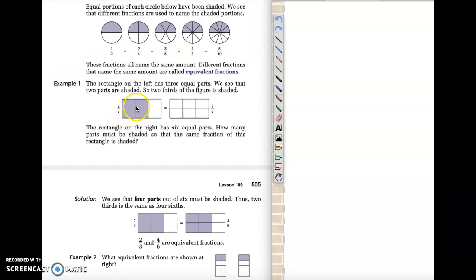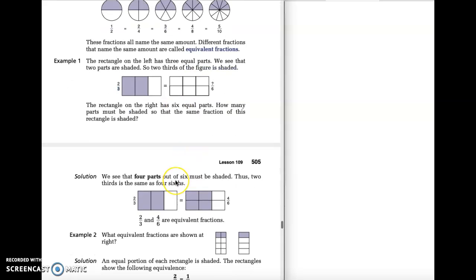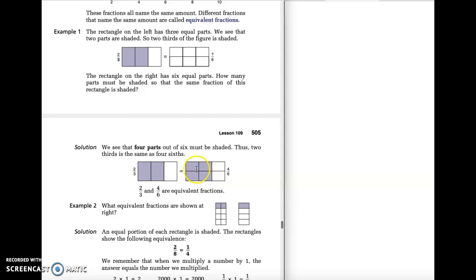Example 1 says that here we have 2/3 shaded in, 2 shaded in out of 3 equal parts. So how do we find out 2/3 of the figure shaded here? Well, we know that this represents 1/3, this space represents another 1/3, and this represents another 1/3. So if we want to make it equivalent to 2/3, then we're going to fill in these 2 rectangles, and these 2 rectangles, so that we have 4 out of the 6 parts shaded.